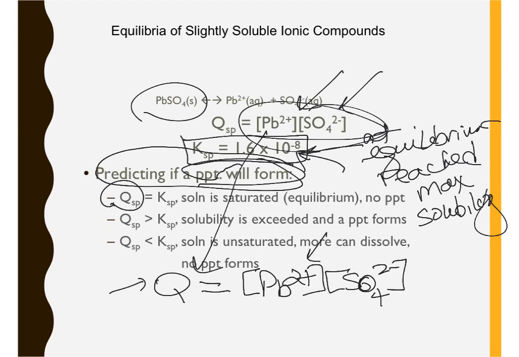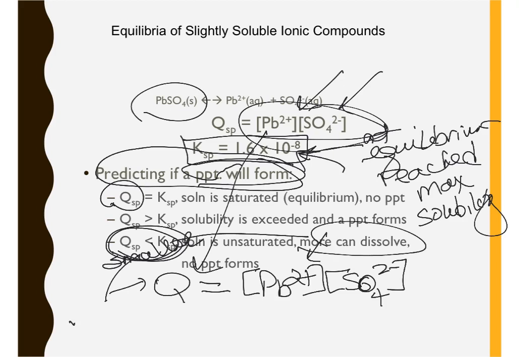So just to remind you, if you get a Q value that's smaller than K, that means you're not quite at equilibrium. And in the case of a Ksp, if Q is smaller than K, it means that more will dissolve. That means you can make more product, more can fit in.